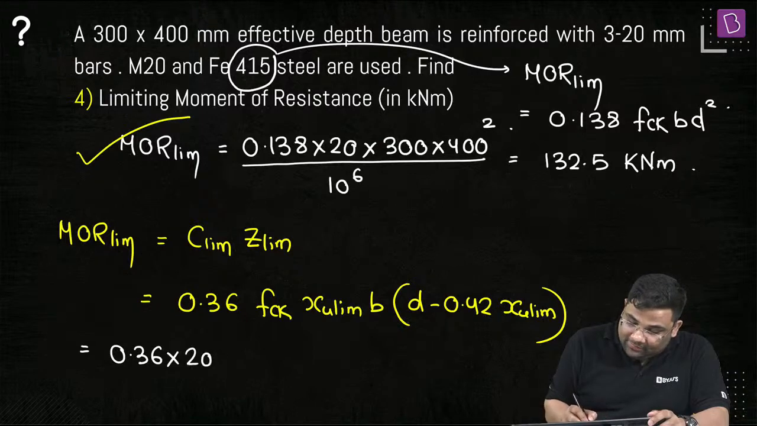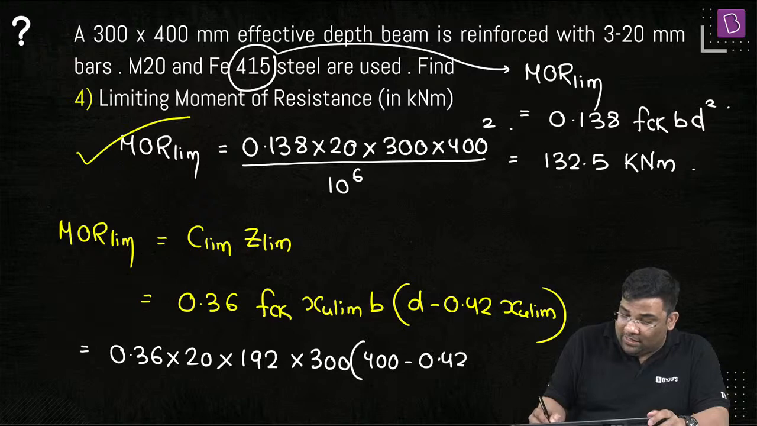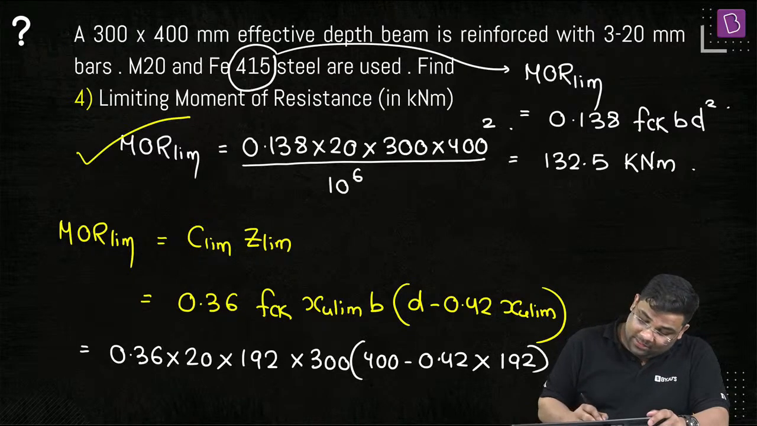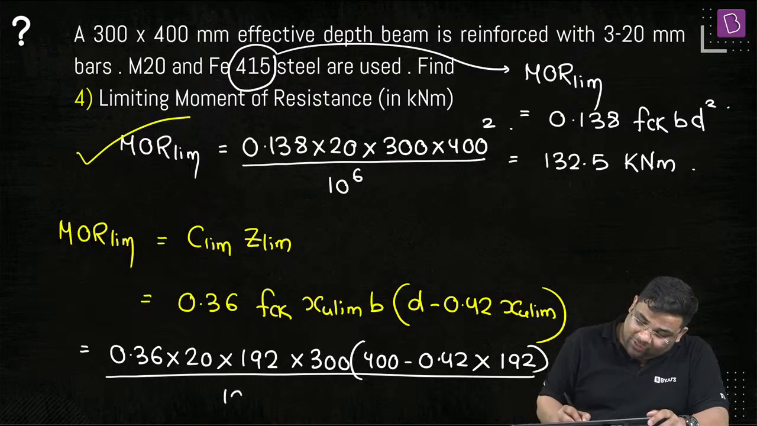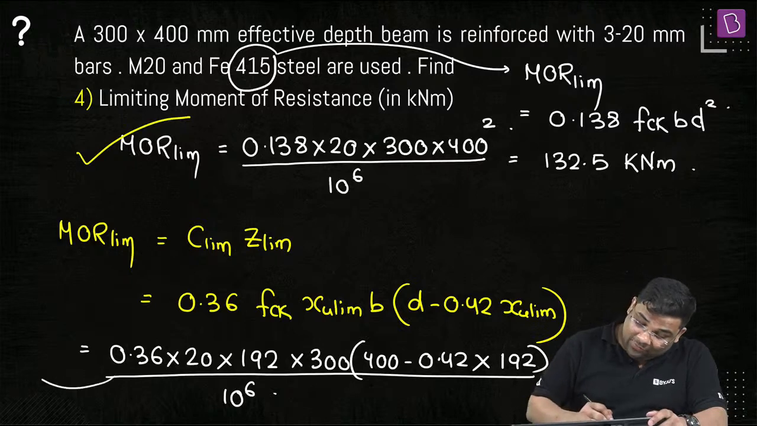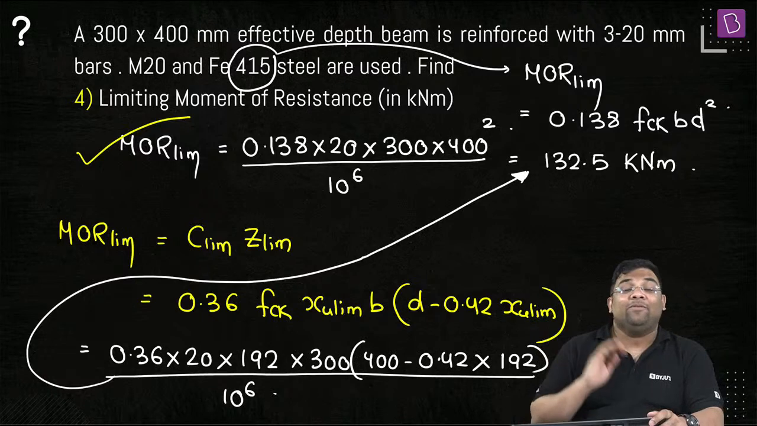FCK is 20. XU limiting is 192. B is 300. D is 400. Minus 0.42. And XU limiting is again 192. Then divide by 10 to the power 6 to get the answer in kilonewton meter. If you calculate this, you will get the same value.